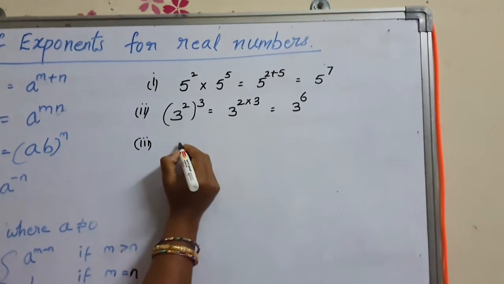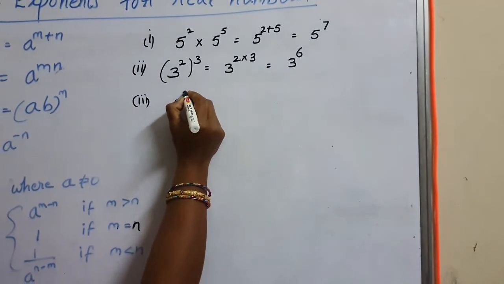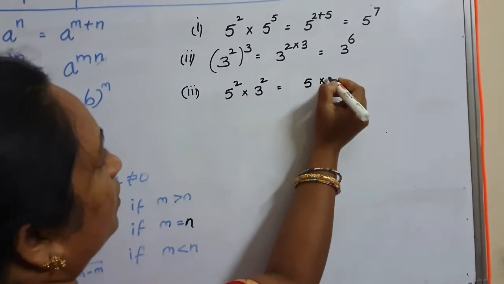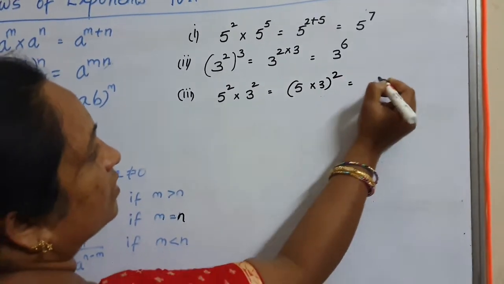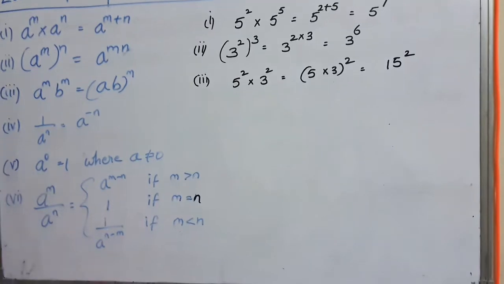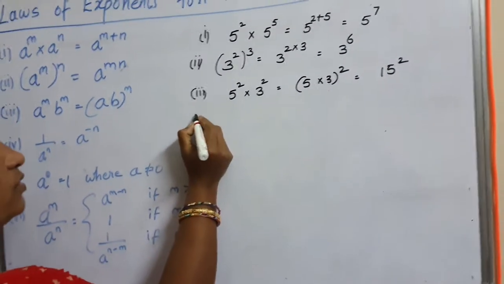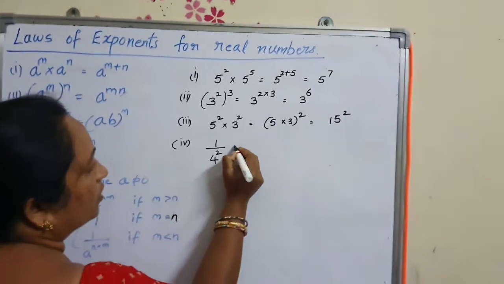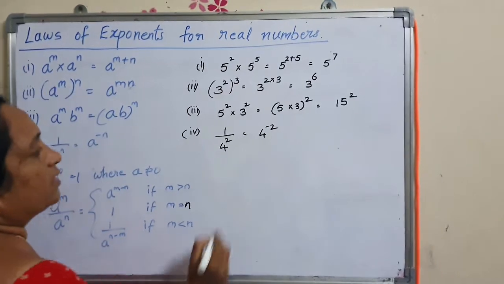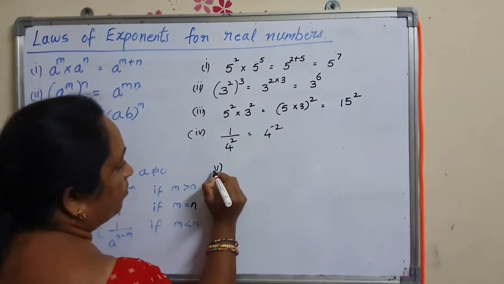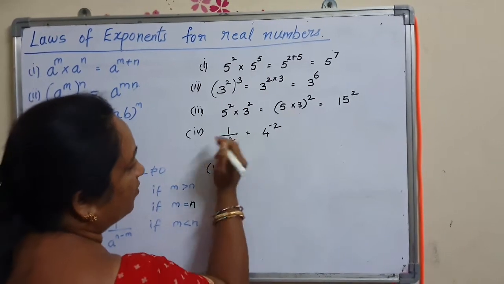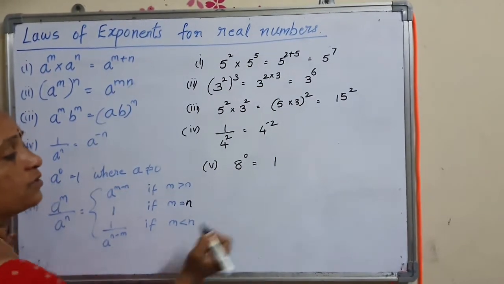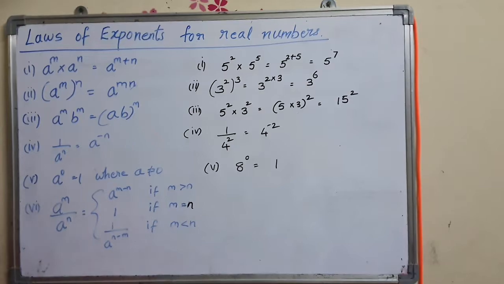Similarly, 5 power 2 into 3 power 2 is equal to 5 into 3 whole power 2, which is equal to 15 power 2. Next, the fourth one, 1 by 4 power 2 is equal to 4 to the power minus 2. Now, for any base, suppose you have a power 0, then its value is 1. Here this base should always be a number which is not equal to 0.